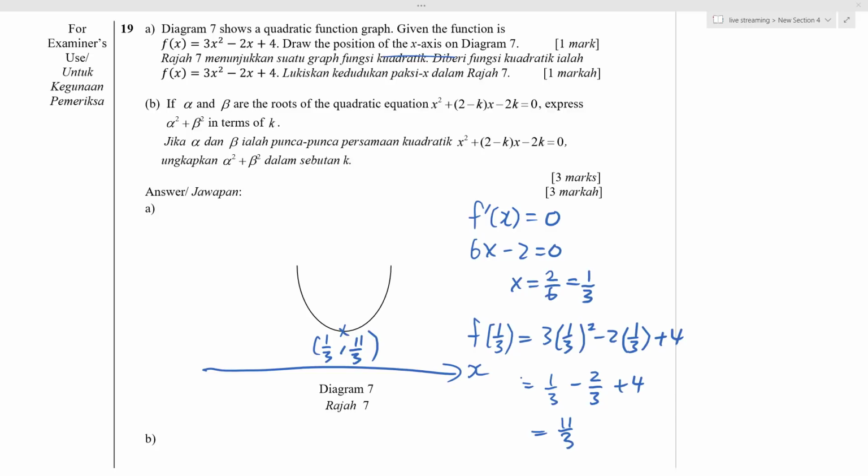But anyways, b squared minus 4ac also can. Yeah, you can do b squared minus 4ac, because if b squared minus 4ac, you get the value is less than 0.